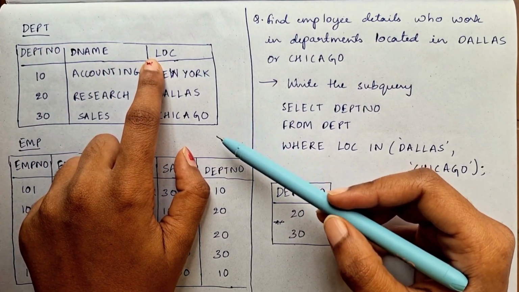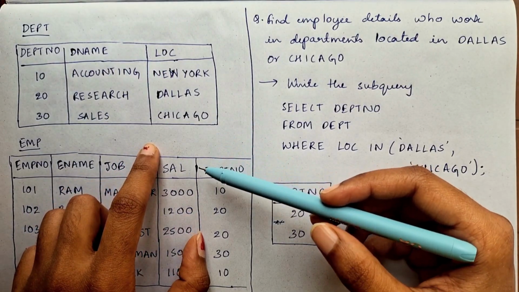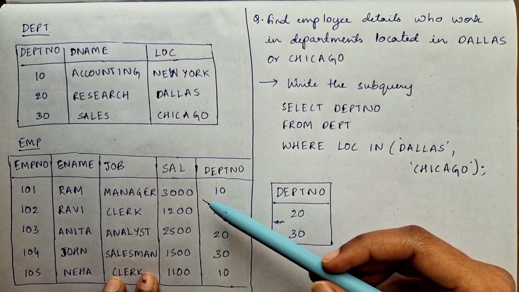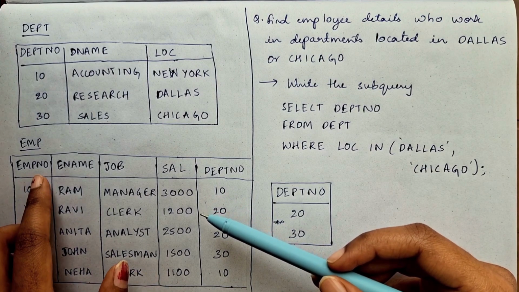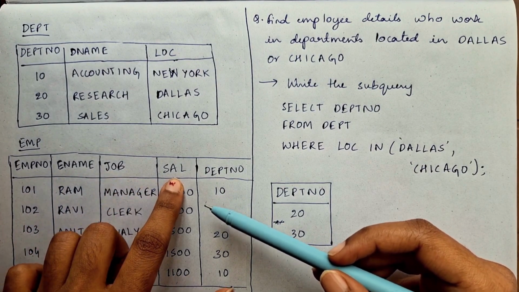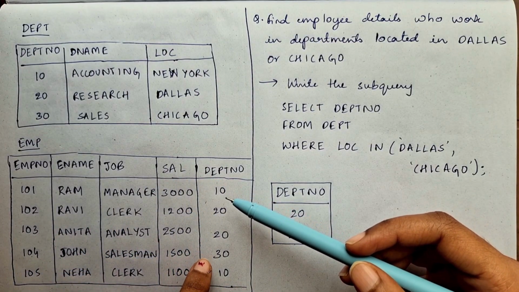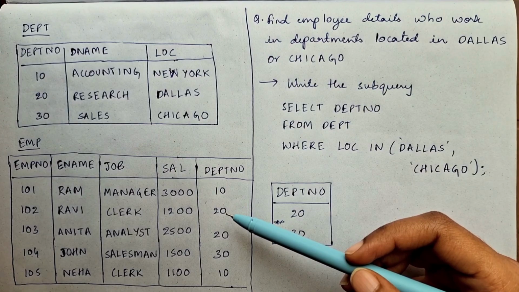And this table stores the information about departments. And this is the EMP table, which has 5 columns, that is employee number, employee name, job, salary, and department number. And this table stores employee information.